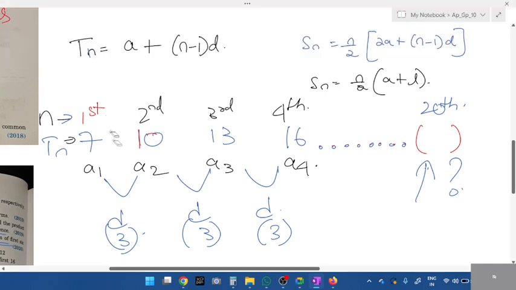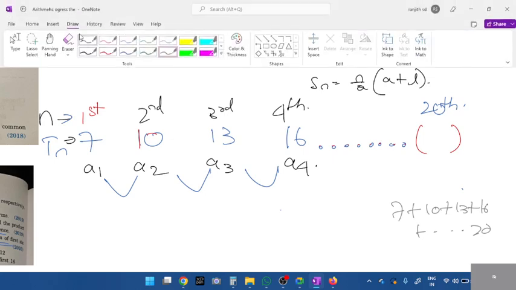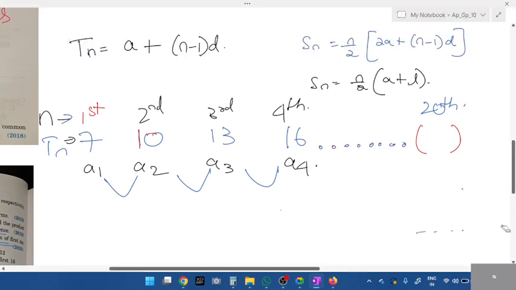No. But using this formula, you can find it. After finding that, let us find the sum, students. After finding, we need to add all the values. For example, 7 plus 10 plus 13 plus 16. We don't know what the other values are. Plus all the values up to 20 terms. So first let us find the value of T of n, then let us add all those values.